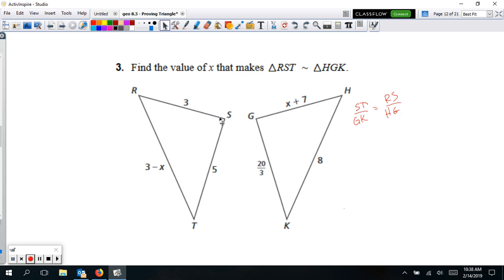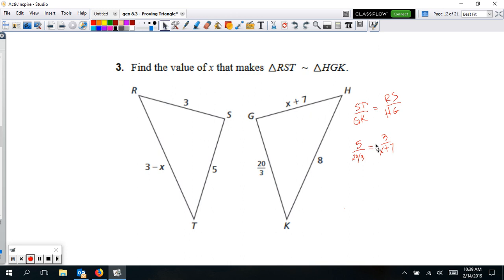So RS here. And notice we're doing the same triangle, making the proportion correct here. So we have corresponding going vertically, and then horizontally we're going to be using the same figure. So ST and RS are on the same figure here. These two sides are on the same figure. So same sides going horizontally. Now we just plug in everything from these. So go ahead and plug it all in. ST is 5, GK is 20 over 3, RS is 3, HG is x plus 7.